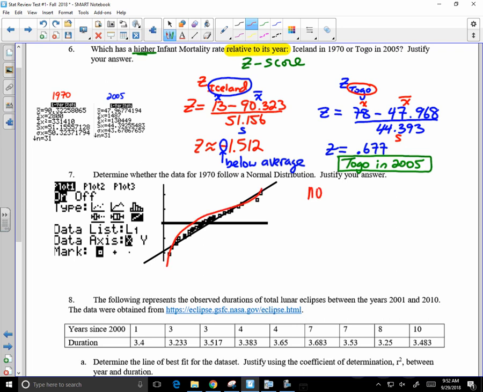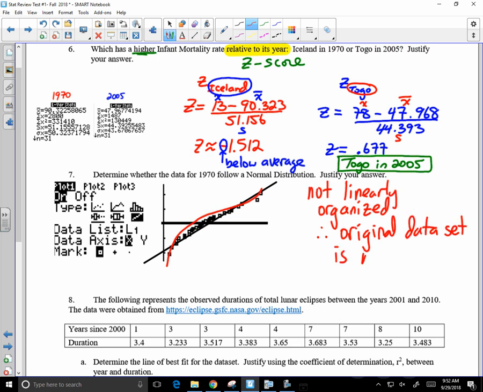Not linearly organized. Therefore, the original data set is not a normal distribution.